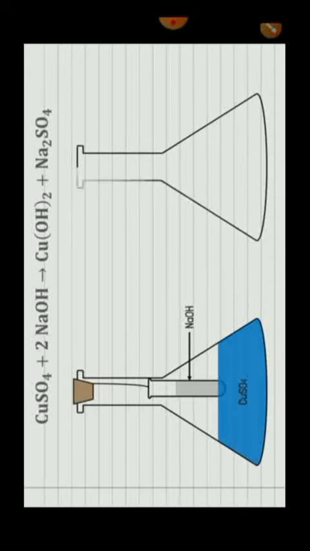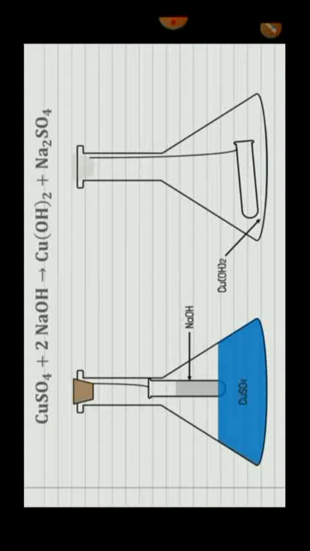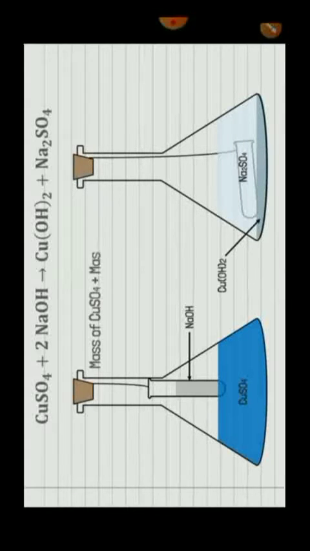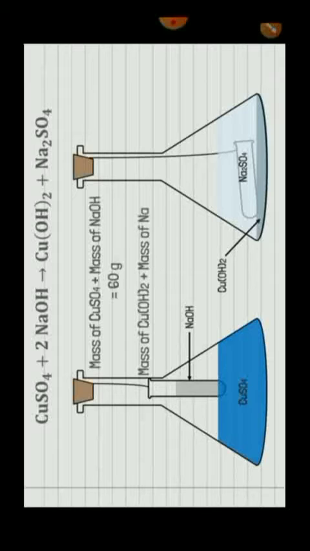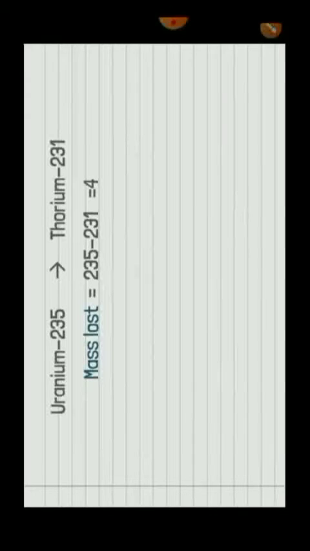But after some time, what happened? We will get the blue precipitate of copper hydroxide, and in the test tube we will get a colorless solution. So the mass of copper sulfate and NaOH is, suppose, 60 gram. So according to our law, the mass of copper hydroxide and Na2SO4 should be 60 gram. Okay, so this is the example of a chemical change showing conservation of mass.